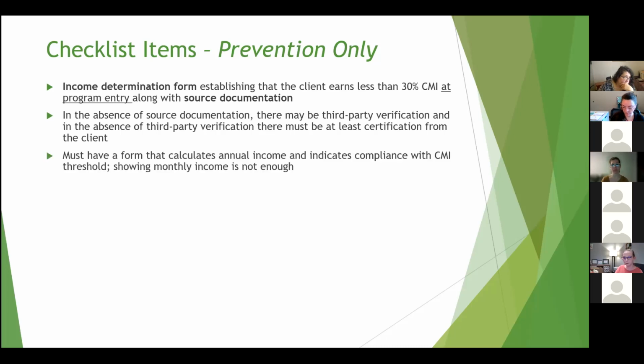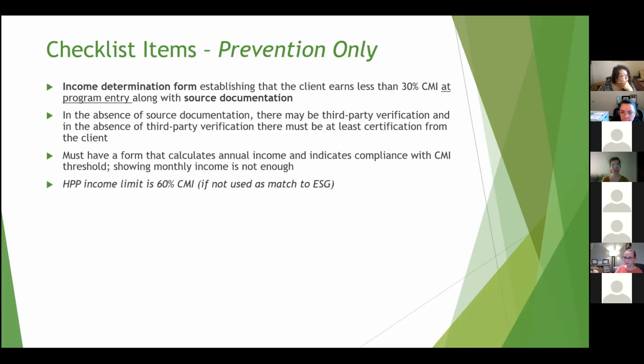So you need to have an actual form that calculates annual income and indicates compliance with the CMI threshold. Often I'll see forms where it's just showing a monthly income, and that's not going to be sufficient. Even if the person's monthly income is like $1,000, yes, they're going to qualify, but you do need that form that shows here's what the annual income is, and it complies with that CMI percentage.